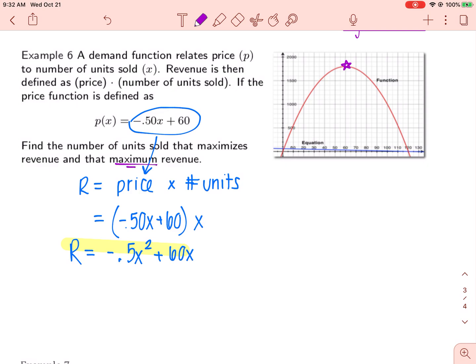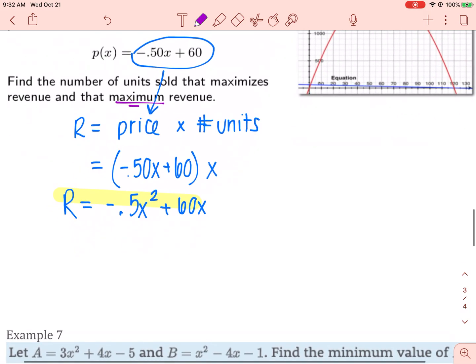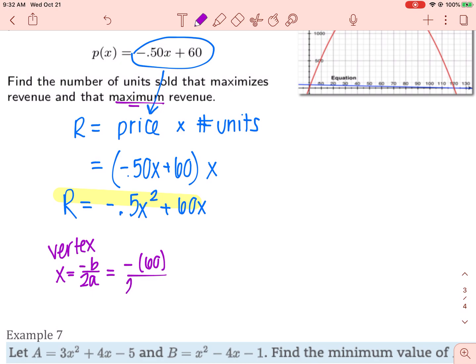Okay, so we take this as if it was a quadratic. Look at the picture. That red is the quadratic that we just graphed. Now we're going to find the vertex for it. Okay, so vertex, negative b over 2a. You're probably getting tired of that by now, but it's okay. So my x value of my vertex is 60.